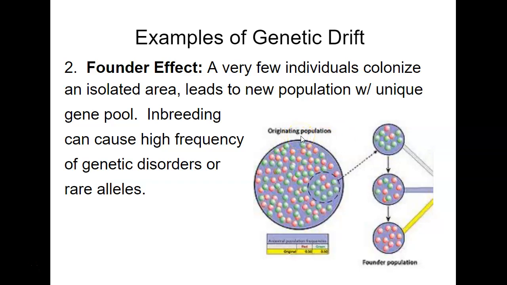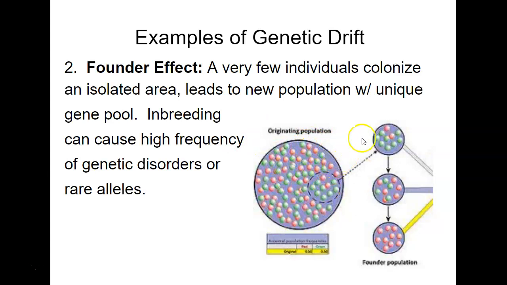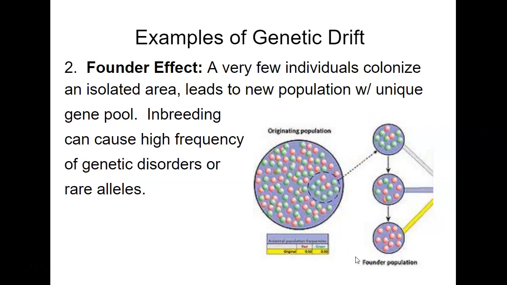The Galapagos finches are a good example of this. They had the original population on the mainland. They all went off to different islands. And therefore, based on the ones that did go to different islands, you end up with very different founder populations and differences in allele frequencies.